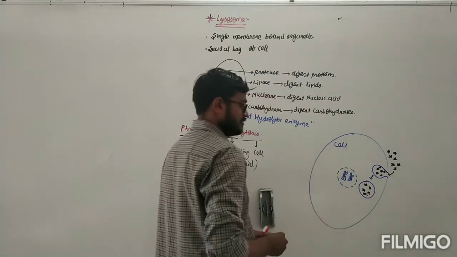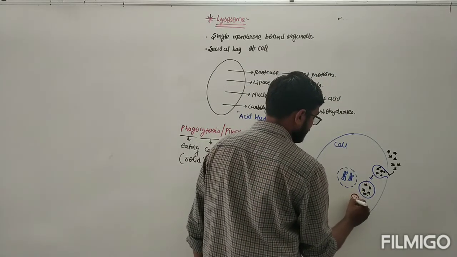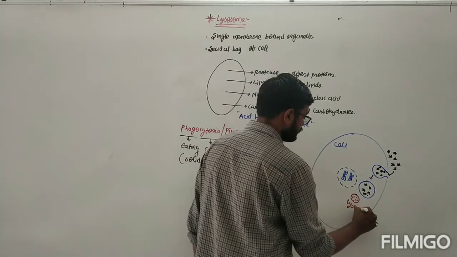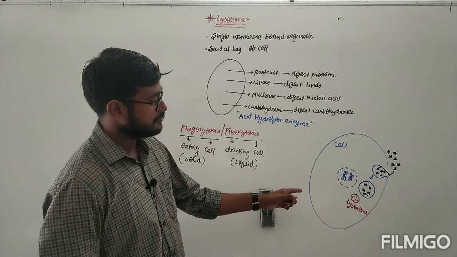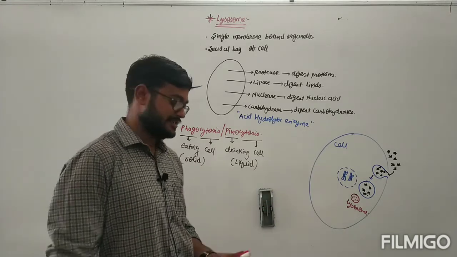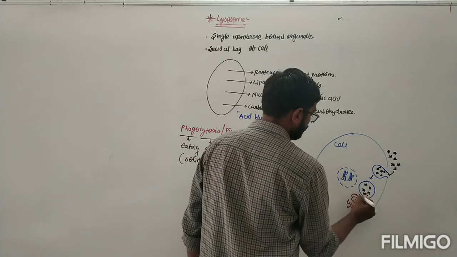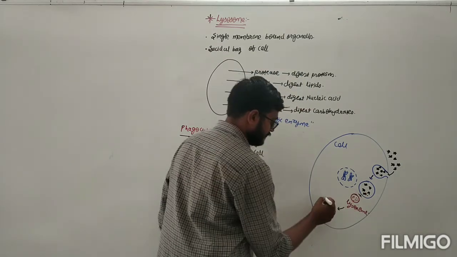What happens from this case? A lysosome is going to be present, and this contains acid hydrolytic enzymes. So here this was the lysosome, and that was the vesicle. Both of them fuse with each other. After the process of fusion, let's see what happens.